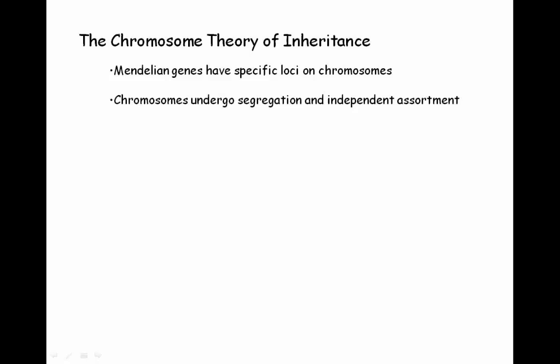Now, the chromosome theory of inheritance basically states that Mendelian genes, these genes that Mendel described, have specific loci or locations on the chromosomes. And in addition to that, the chromosomes do follow segregation and independent assortment, which were Mendel's laws of inheritance.